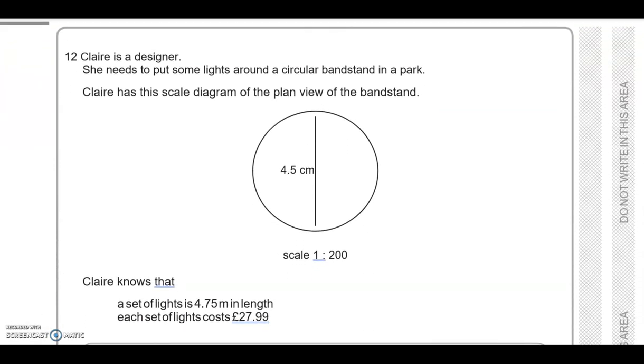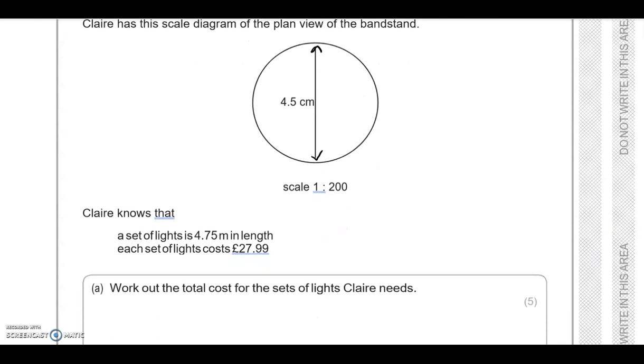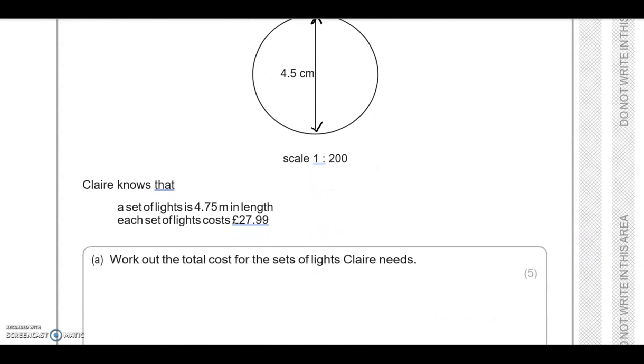Claire is a designer. She needs to put some lights around the circular bandstand in a park. Claire has this scale diagram of the plan view of the bandstand. So the diameter is 4.5 centimeters, and we've got a scale of 1 to 200. Claire knows that a set of lights is 4.75 meters in length. Each set of lights costs £27.99. Work out the total cost of the set of lights Claire needs.